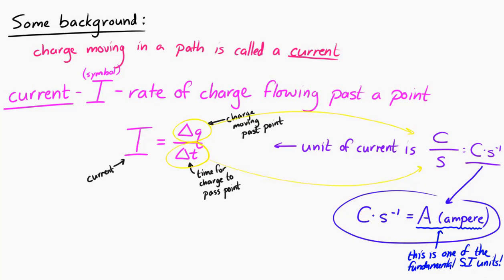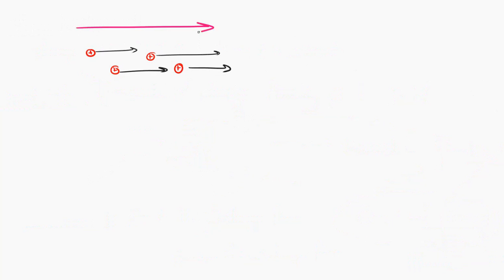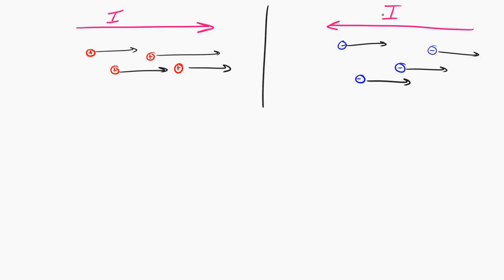Now, for historical reasons, the direction of the current is defined to be the direction that positive charges flow, or opposite the direction that negative charges flow. So if we have a bunch of positive charge flowing to the right, the current is to the right. And if we have a bunch of negative charges flowing to the right, in that situation, we say that the current is to the left.